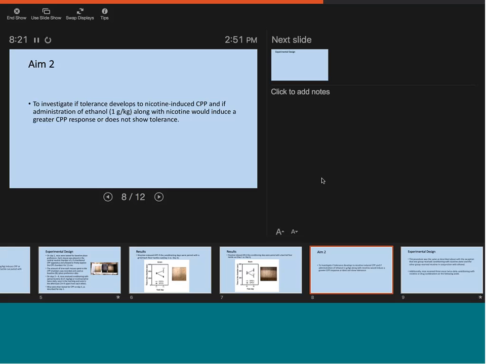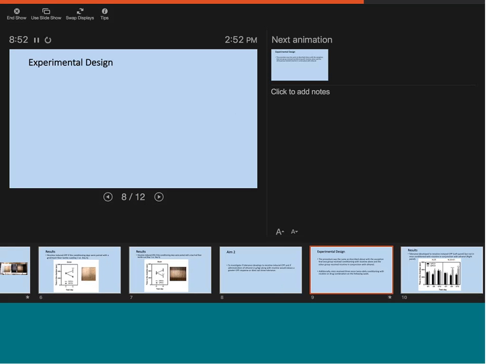So we chose, of course, the CPP side, which was the grid pattern. We wanted to see if a tolerance was going to develop, and if administration of alcohol, getting back to the drinking and smoking ideology, along with nicotine, would induce a greater CPP response, or does it show just the tolerance? Let's see what the mice will do.